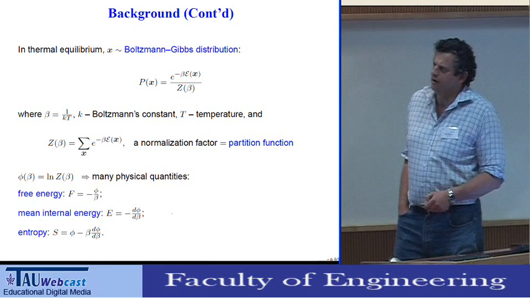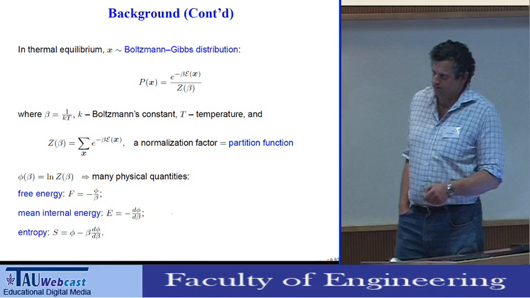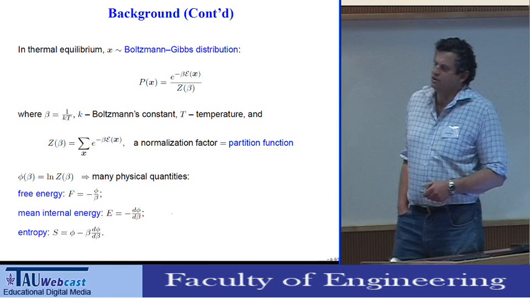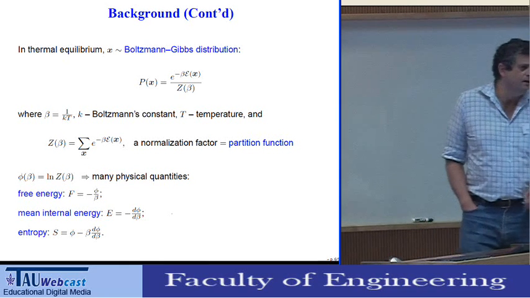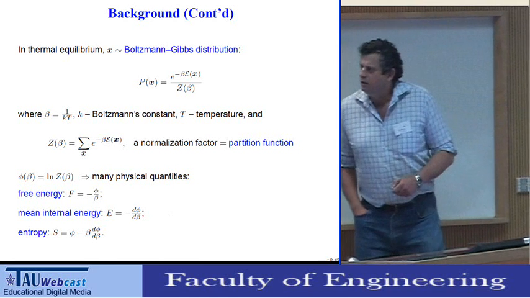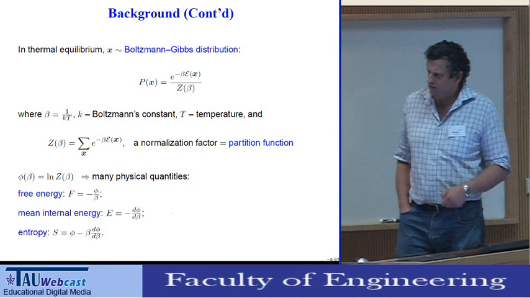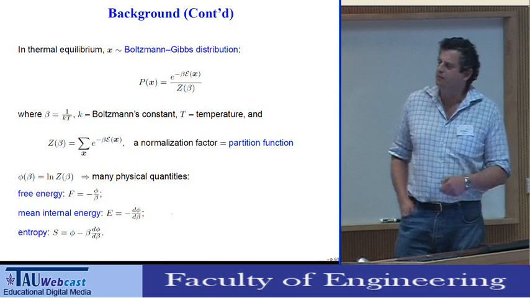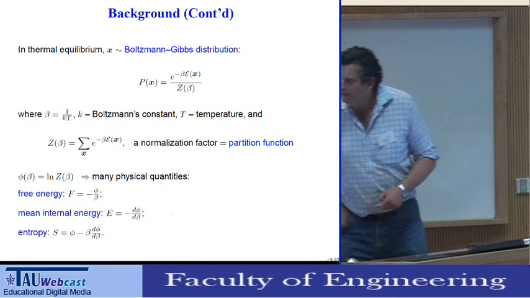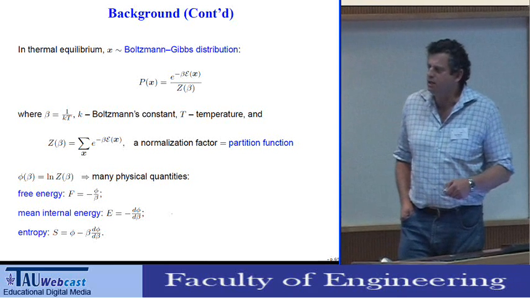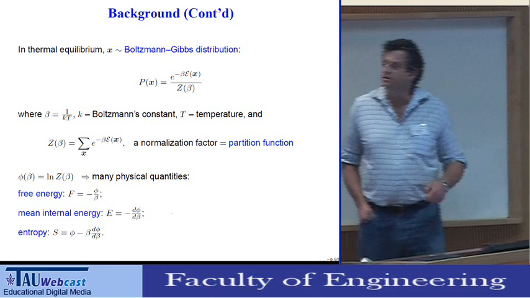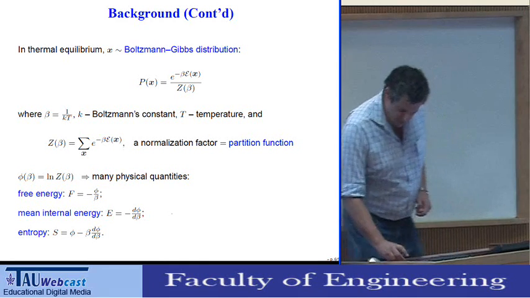And a very important role is played by this normalization constant in the denominator, which is also called the partition function. Its role is much deeper than just being a normalization constant. Actually, all the equilibrium physics can be derived from this function. For example, the free energy, the internal energy of the system, and the entropy, and the heat capacity, and many, many others.